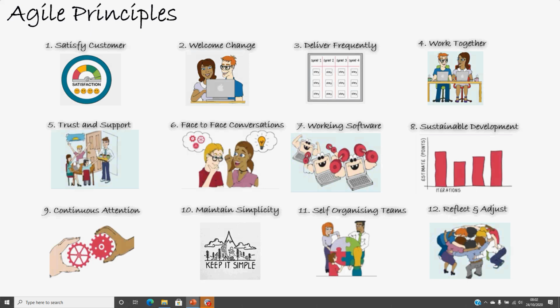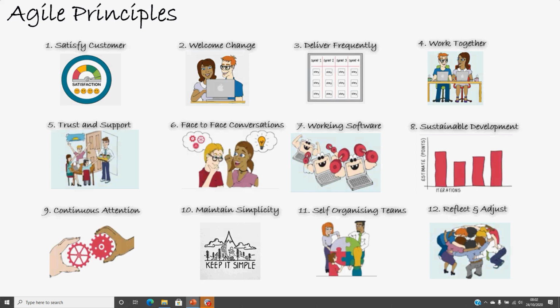We work together. By working together, we mean that the project team will have to collaborate much more in agile methodology, because we prefer to have interaction with each other. We prefer to have interaction with the customer. We take their feedback and all that. So that's why one of the principles is working together, which is very important. Trust and support. Obviously, there has to be a lot of trust within the team, and between the customer and the supplier as well, to make agile methodology work.